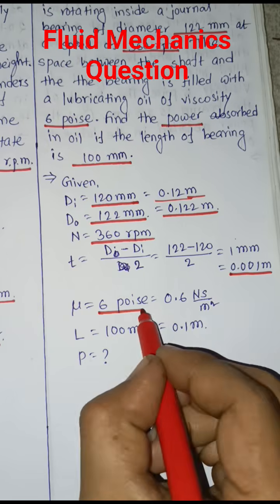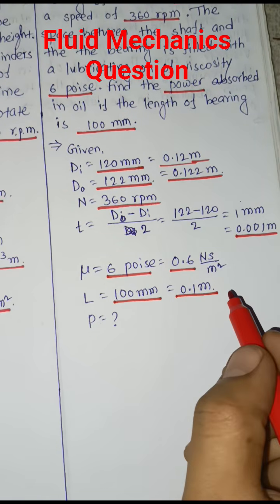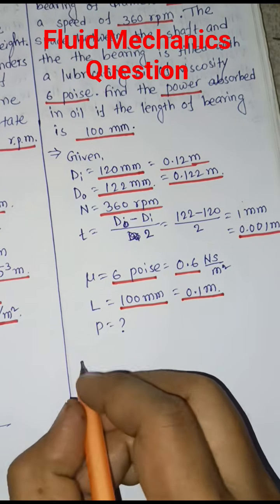Viscosity which is given, that is 6 poise, that is equal to 0.6 Newton second per meter square. Length which is given, that is 100 mm, that will be 0.1 meter. So you have to calculate the value of power. So first you have to calculate U.